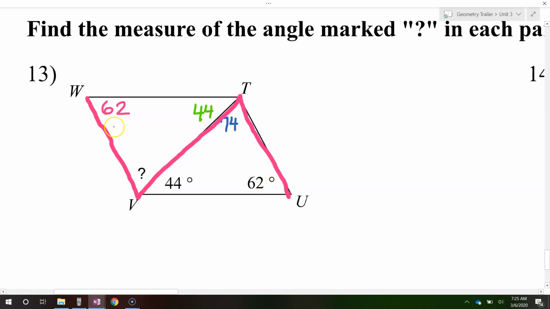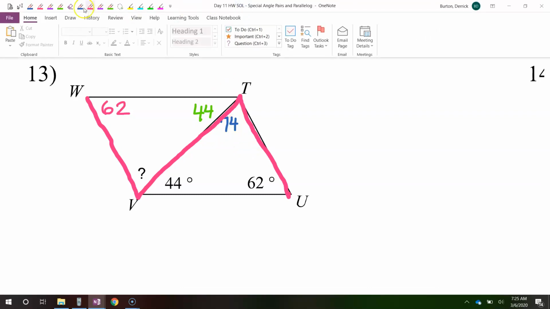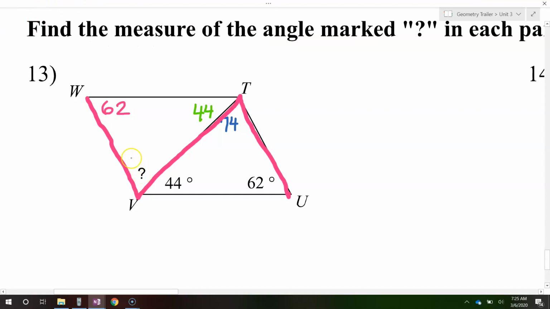All right, but the point is, if you draw an N or a Z, if you draw this zigzag, the corners are alternate interior angles, and they should be congruent since the sides are parallel. So if this corner has a 74, that means that this corner is also 74 degrees. And that's actually the one we were looking for. So the answer is 74.